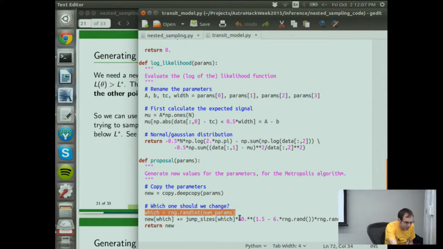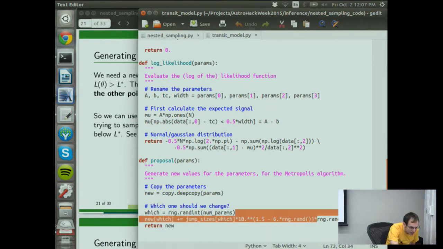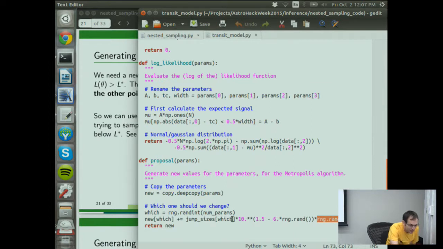So here I'm adding a Gaussian perturbation to the parameter that I've chosen to move. And I've also got a rough size estimate of how big jumps are going to be for each of the parameters, and those are defined at the top. But then I'm also multiplying that step size by this factor here, which will sometimes be around 100, and sometimes 10 to the minus 3, and sometimes 10 to the minus 5, and so on.